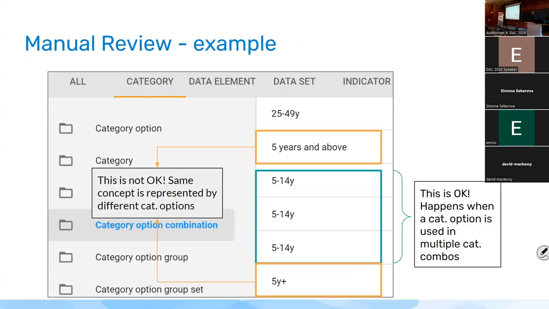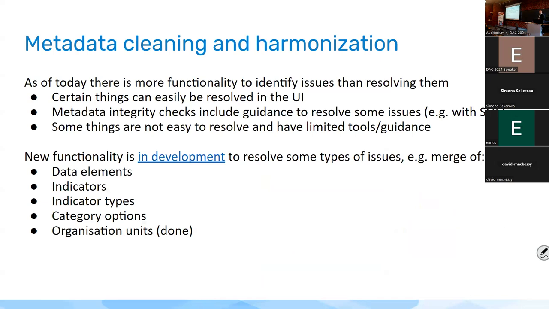Then there are some things you need to just review, like having category options that are actually the same thing but defined twice. Data integrity checks will not pick up those. It will pick up categories where all the options are the same. So whatever can be automated, the integrity check will pick up, but it doesn't understand that "5 years and above" and "5 years plus" are the same thing. So that's stuff that requires manual reviews. I think a challenge we have now with metadata integrity is that we have more ways of finding issues, but we don't really have that many more ways of resolving them.